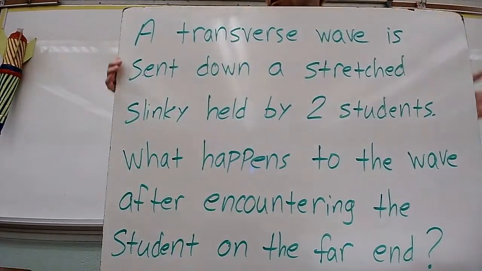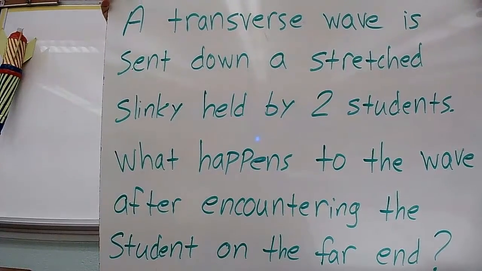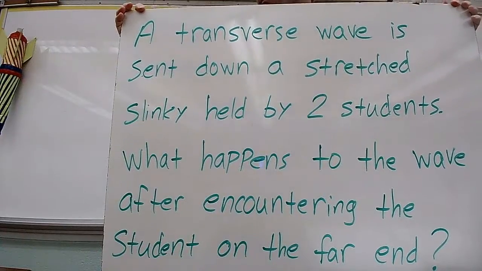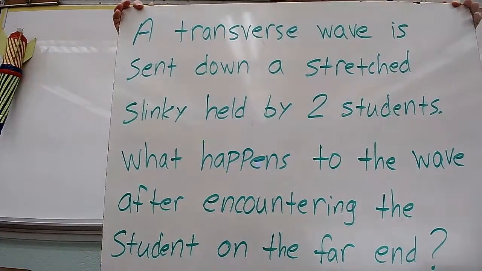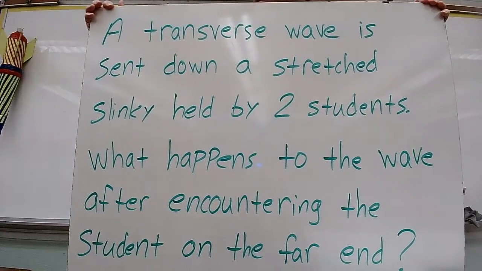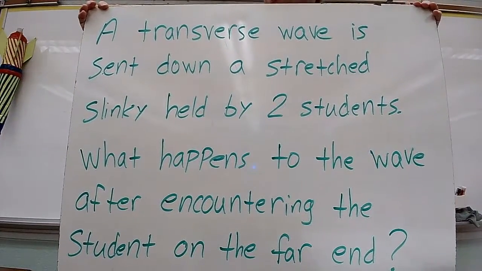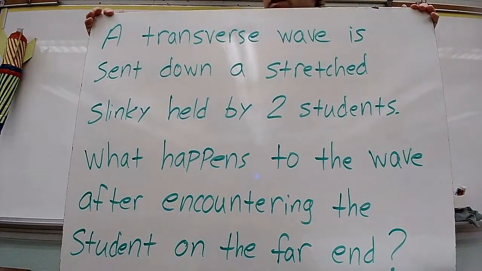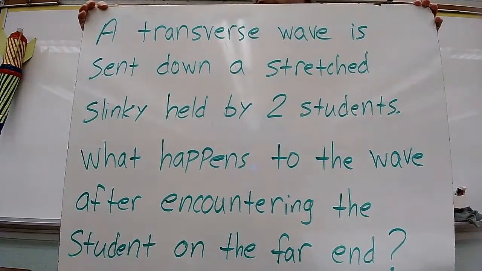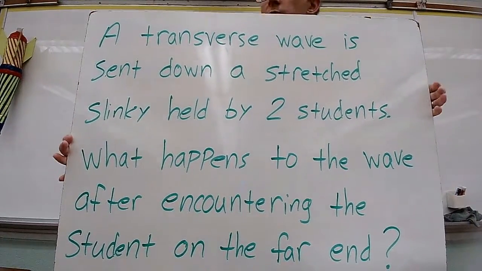So for the folks at home, your question is right here. A transverse wave is sent down a stretched slinky held by two students. What happens to the wave after encountering the student on the far end? The experiment that we just did in class showed that the wave reflects back, and it reflects back on the opposite side that it came down on. So if it came down on the right side, it's going to come back on the left side.